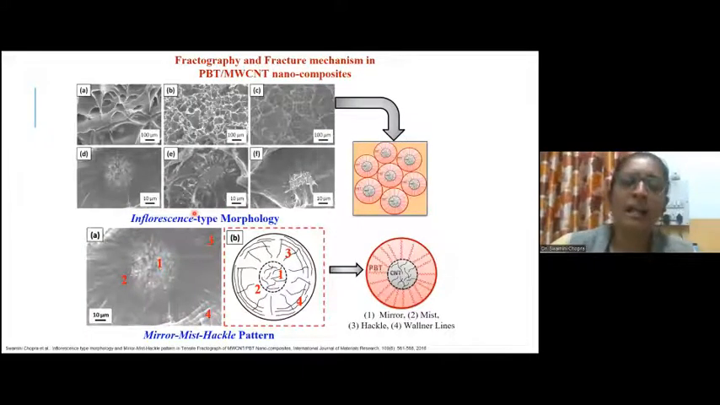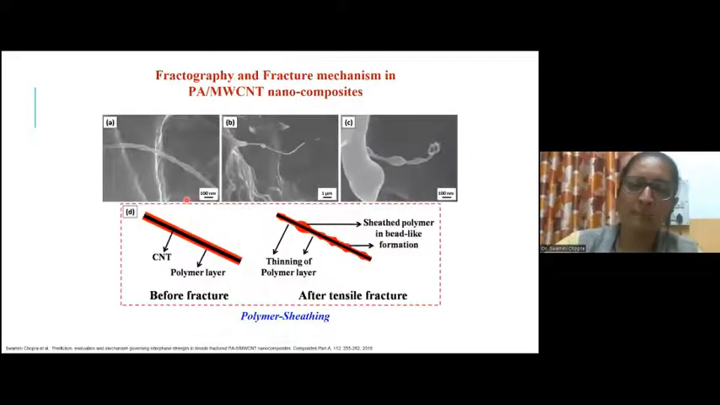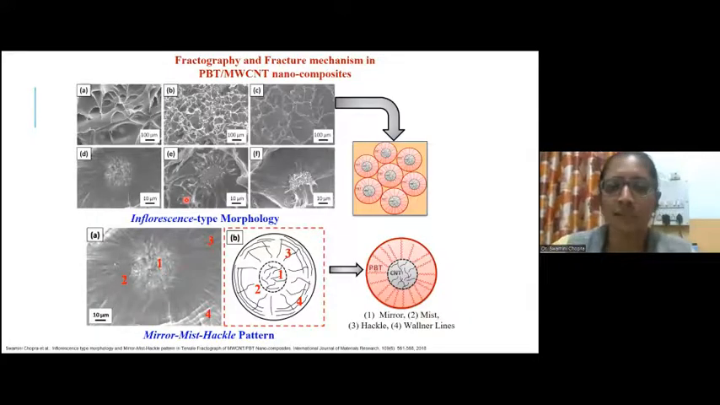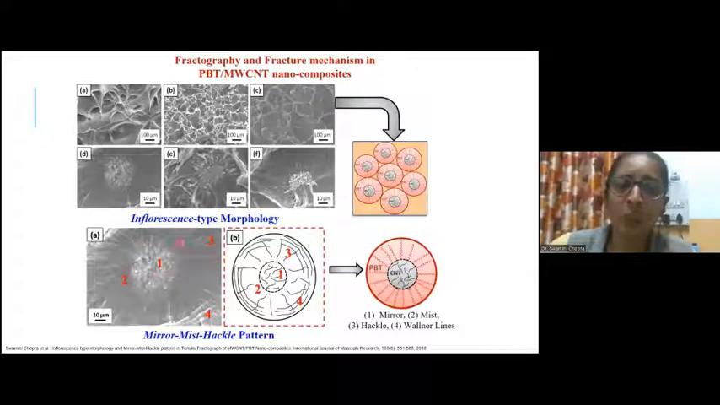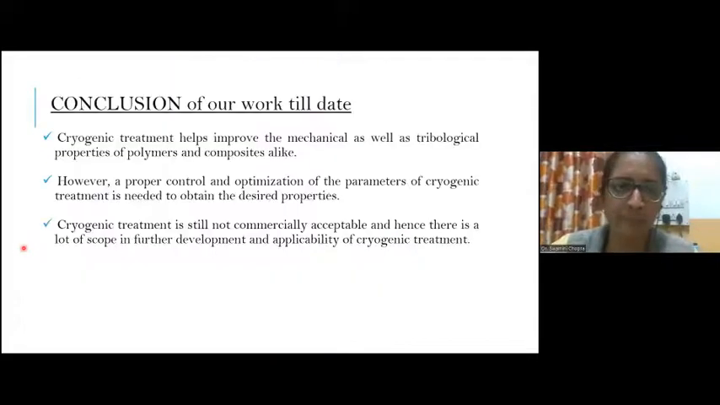Similarly, for another semi-crystalline polymer, this one is your highly crystalline polymer. This is for semi-crystalline polymer, where the fracture mechanism or the adhesion between nanotubes and polymer can be correlated with the fracture mechanism in glass, which gives you a mirror, mist, hackle pattern. And the details of this can be found in International Journal of Materials Research, where this mechanism is explained in detail. So to conclude our work till date, we have tried cryogenic treatment of different polymers, composites, nanocomposites, and blend.